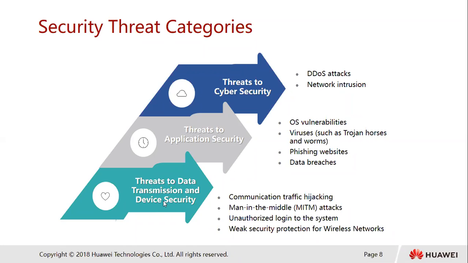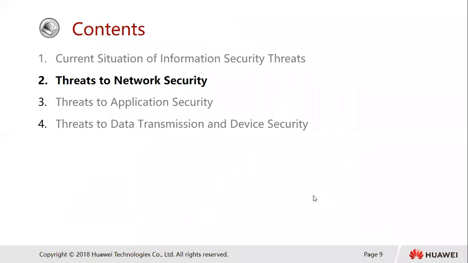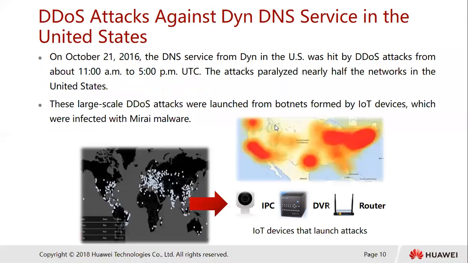Threats to data transmission and device security. This is communication traffic hijacking, man-in-the-middle attacks, unauthorized logging to the system, and then weak security protection for wireless networks. So threats to network security.